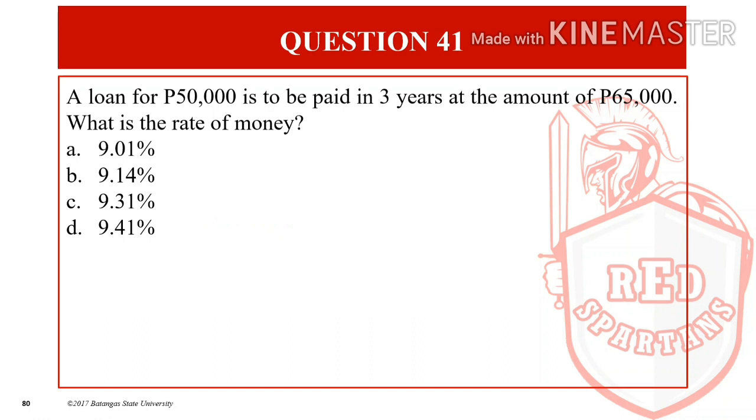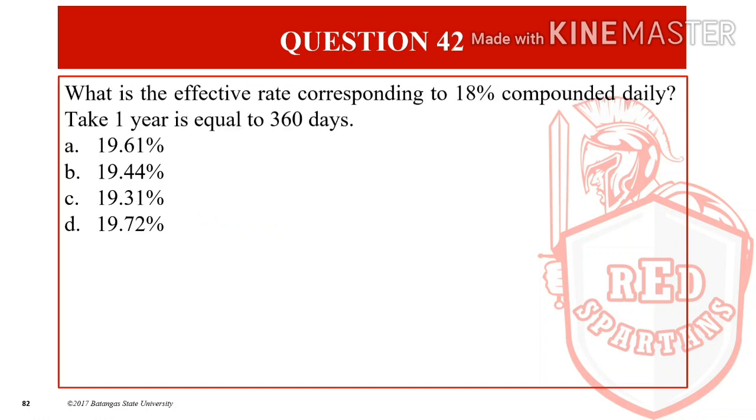Question number 42. What is the effective rate corresponding to 18% compounded daily? Take 1 year is equal to 360. Since we are given that 1 year is 360, this is what we will use. But when there is no given, use 365. Letter A, 19.61, B, 19.44, C, 19.31, and D, 19.72.